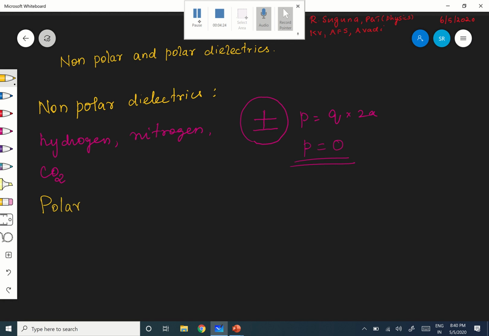What are polar dielectrics? Polar dielectrics are those where the molecules are such that the center of mass of the positive charge and the center of mass of all the negative charges are separated. The center of mass of all the protons is positive, and the center of mass of all the negatively charged electrons is negative, right? Therefore, they are separated by some distance. Such a molecule, where the center of mass of the positive and the negative charges do not coincide with each other. In non-polar dielectrics they coincide, but here they do not.